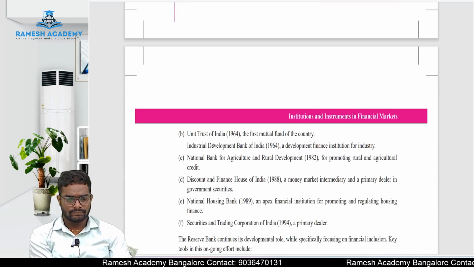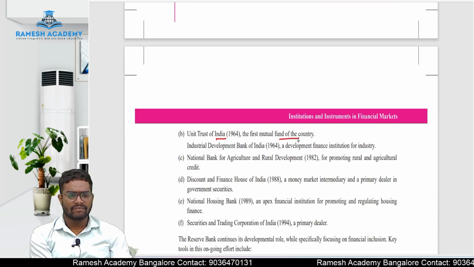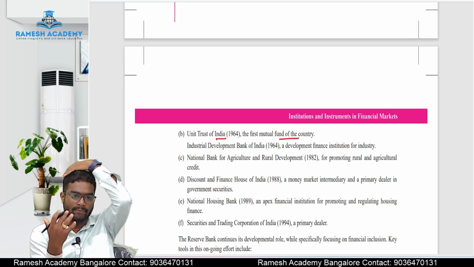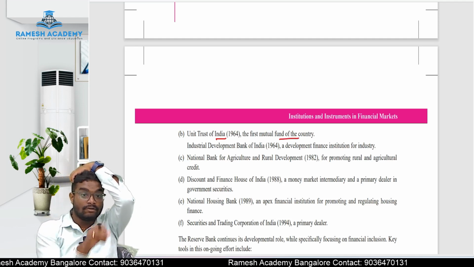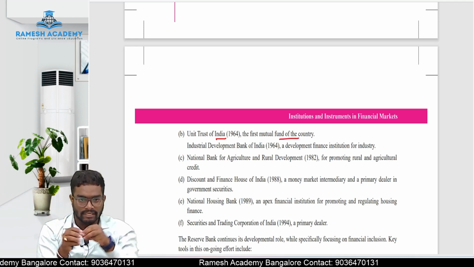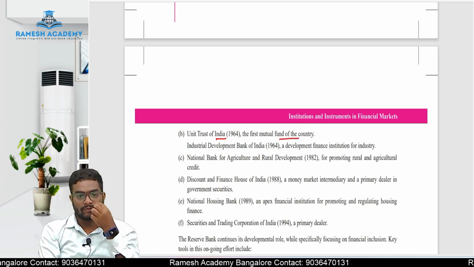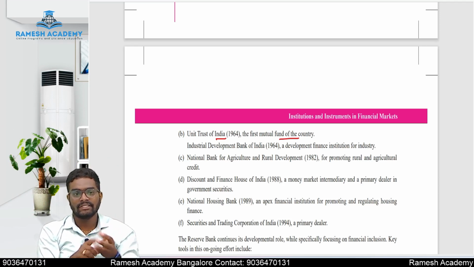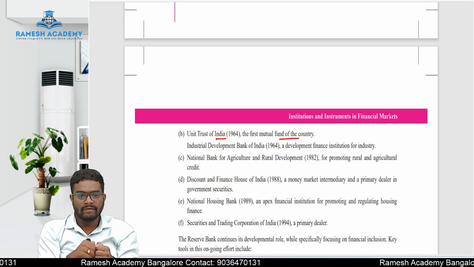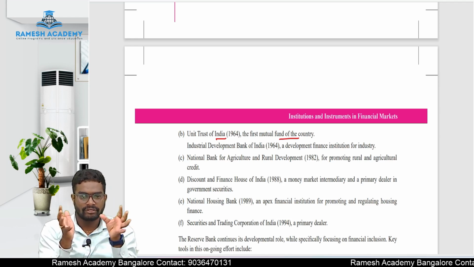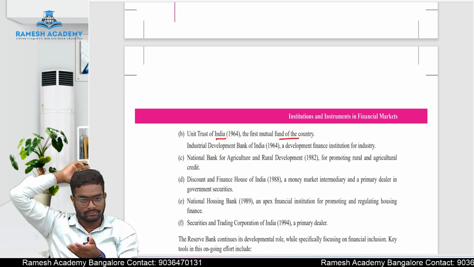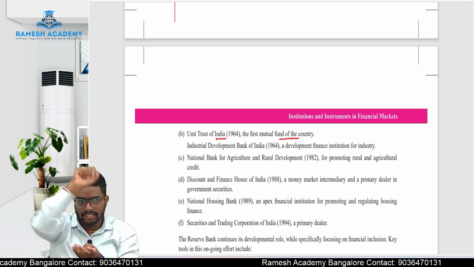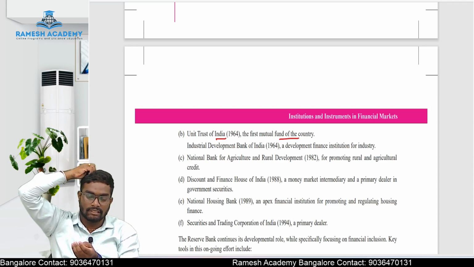Next, Unit Trust of India is the first mutual fund. So what is a mutual fund? A mutual fund will take money from the investors and diversify the investment. There are certain mutual funds: debt funds, equity funds, and sector-specific funds. They take money from the investors, accumulate, say, 1000 crores, and put it in companies. If it is an infrastructure fund, it will put the money in infrastructure companies.